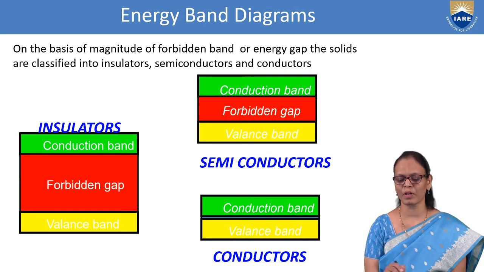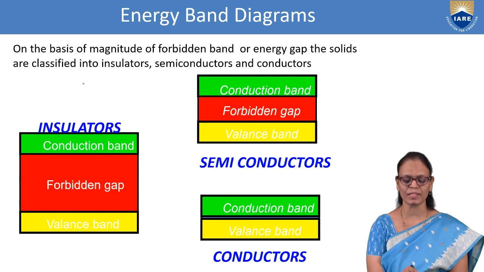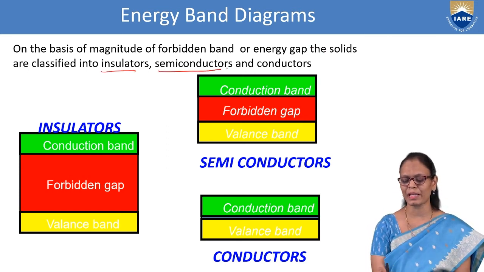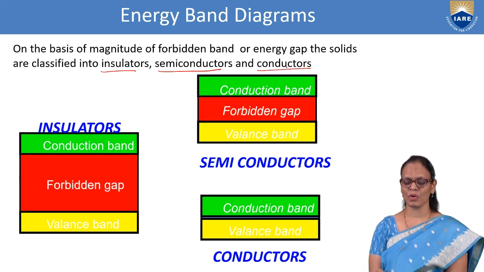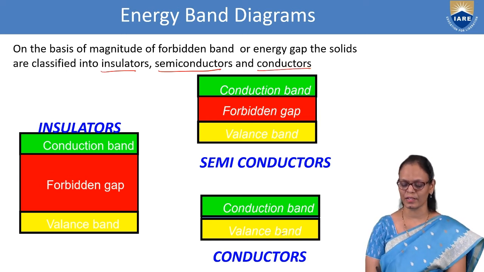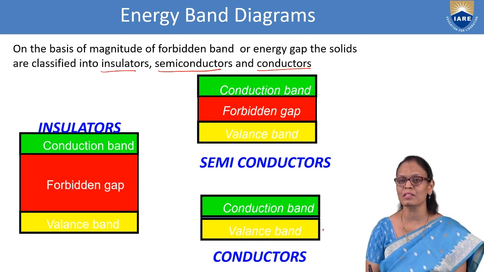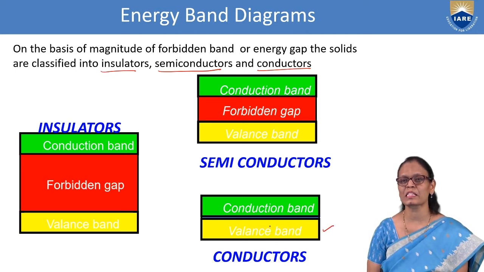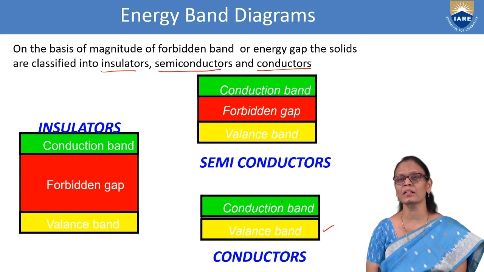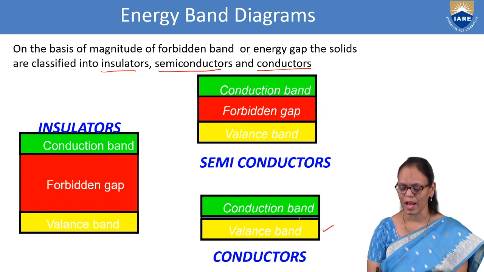On the basis of the forbidden band, the energy gap of solids is classified into insulators, semiconductors and conductors. First we will see conductors. As we have seen, this is the valence band, which represents the energies of all the valence electrons, and this is the conduction band, representing the energies of all the free electrons or conduction electrons, and there is no gap. In fact, these two bands overlap with each other.